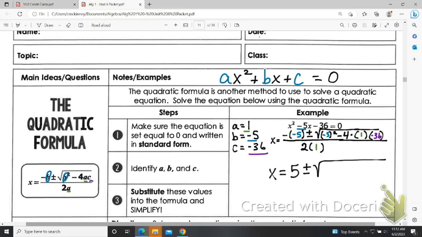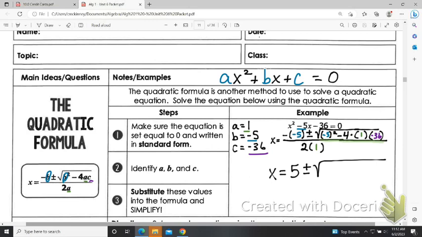Now, you might do this whole part under here. This part has a name, it's called the discriminant. But that whole part underneath, you might type that all in the calculator at once, or you might choose to do it in a couple steps.